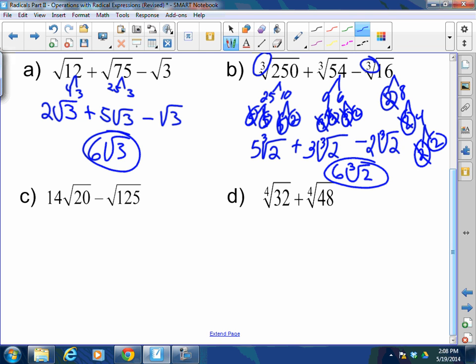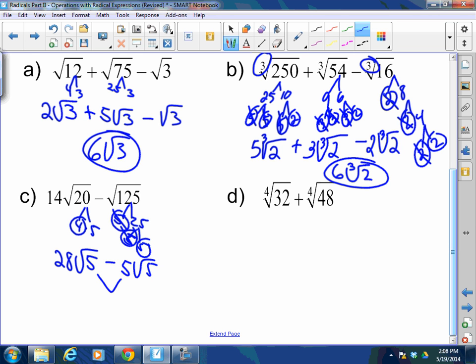Very good. Okay, I got here 14 times square root of 20. That's 4 times 5. Square root of 4 is 2. 2 times 14 is 28 square root of 5. Minus 5 times 25. And that's a 5 times 5. So take out 2 5s. That's a 5 square root of 5. 28 square roots of 5 minus 5 square roots of 5 is 23 square roots of 5. Are you guys with me here? Yep.